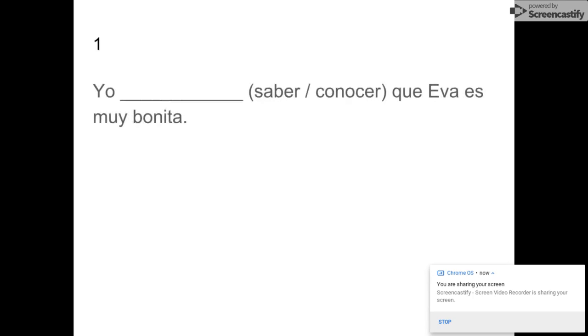Let's do a few together. So this one says, yo blank que Eva es muy bonita. And I have to choose saber or conocer. Now you might see Eva and think, oh, it's got to be conocer because that's a person. But we're not knowing Eva in this sentence. It says, I know that Eva is very pretty. Ooh, that's a fact or that's information. So that would be saber. So the yo form of saber is sé.